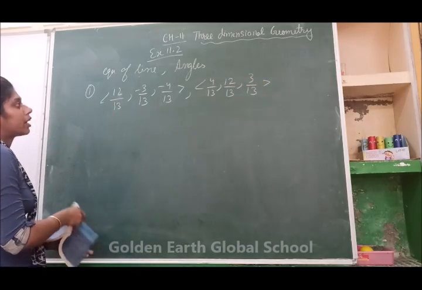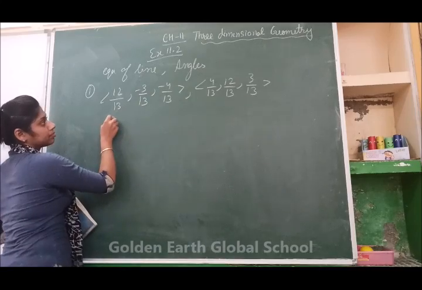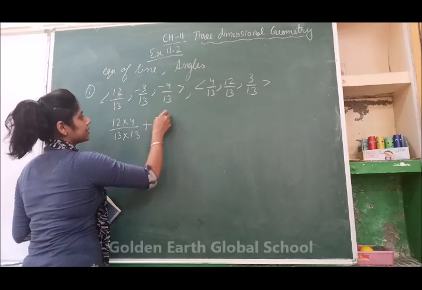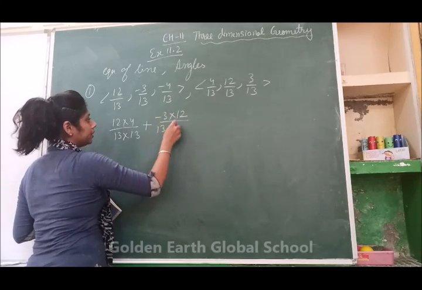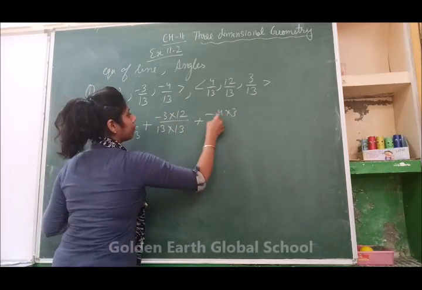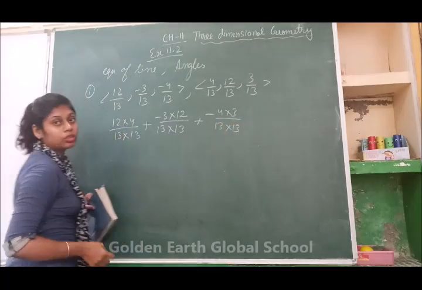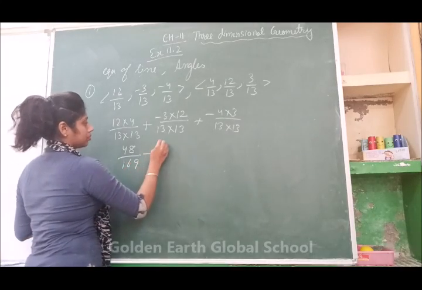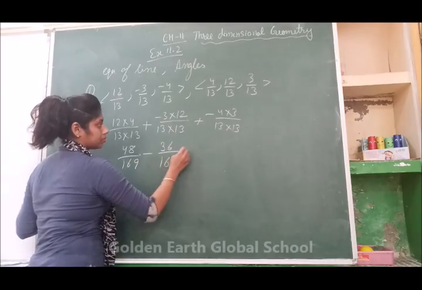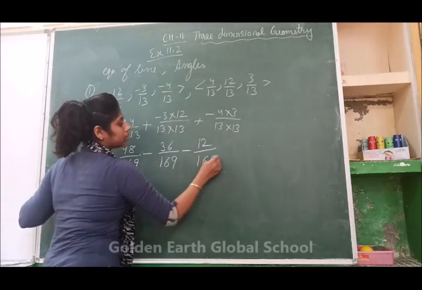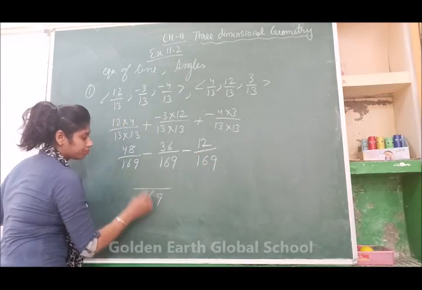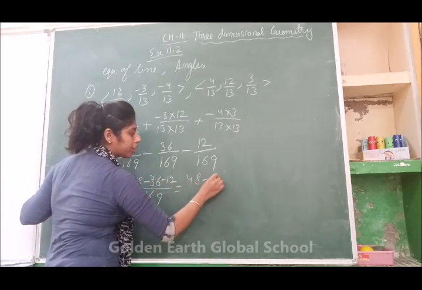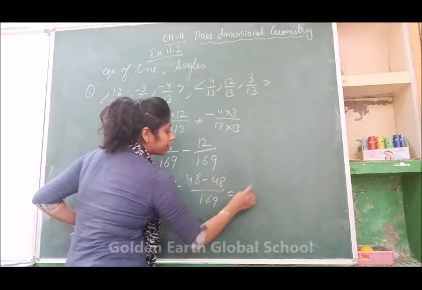Firstly do the product. 12 into this plus minus 3 into 12 upon 13 into 13 plus minus 4 into 3 upon 13 into 13. So simply on simplifying, now we will take the LCM. 169, 48 minus 36 minus 12. So 48 minus 48 upon 169. It will come out to be 0.